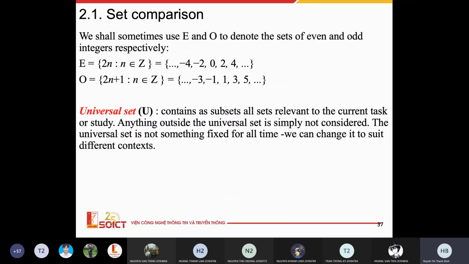We can sometimes use E and O to denote the set of even and odd integers respectively, and you can see the two examples. And the universal set U contains as subsets all sets relevant to the current task or study, and anything outside the universal set is simply not considered. And the universal set is not something fixed for all time, and we can change it to suit different contexts.